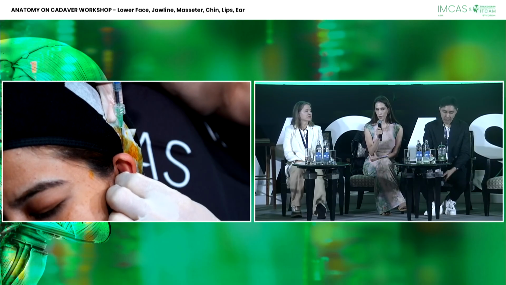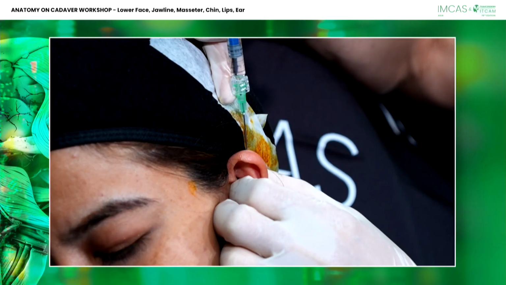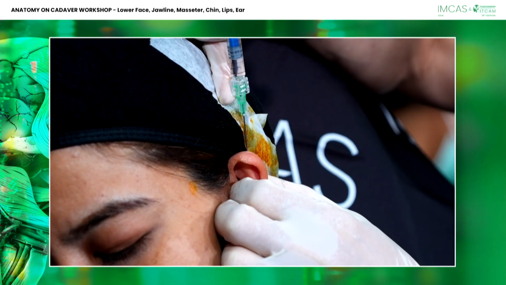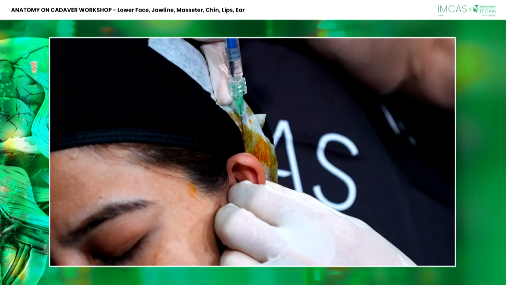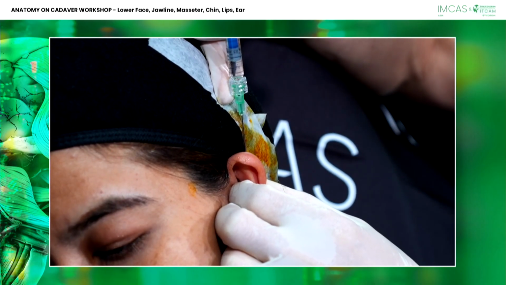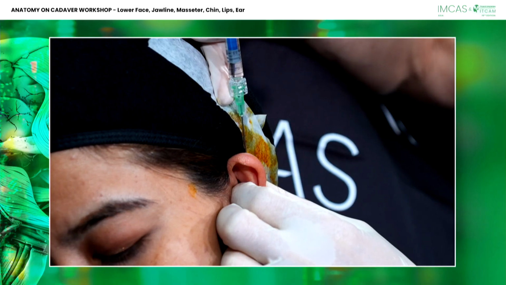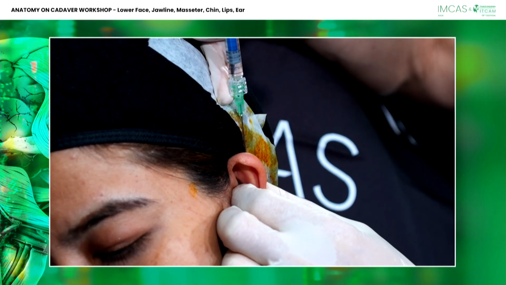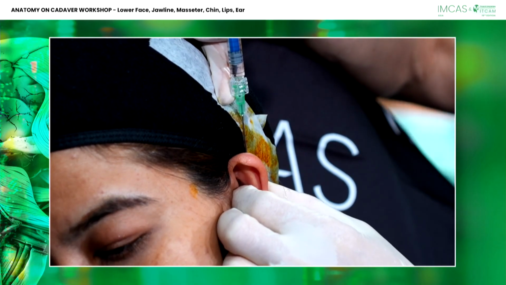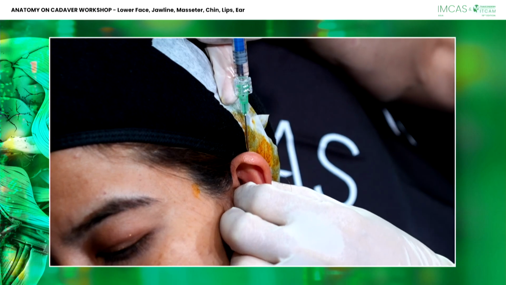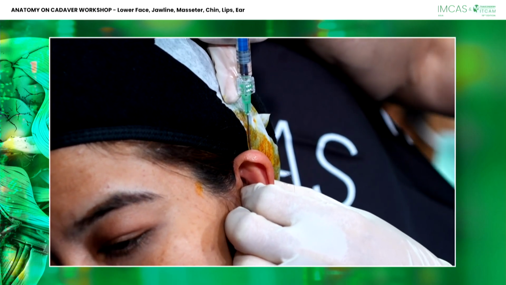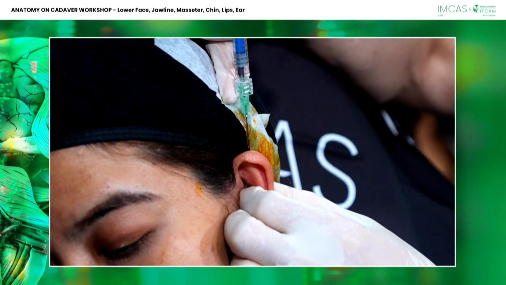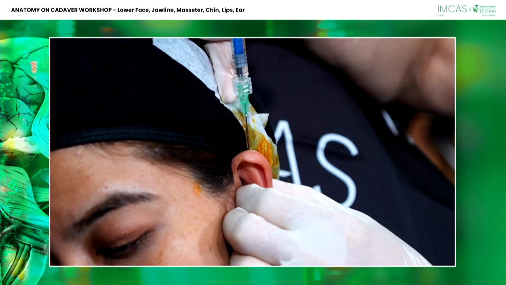And do you find that this filler in this area lasts longer than filler elsewhere? I don't do this injection, but when I inject the ear lobule, I find that it lasts much longer than filler in the lips or in the lower face. Yes, it's definitely prolonged, more than a year.